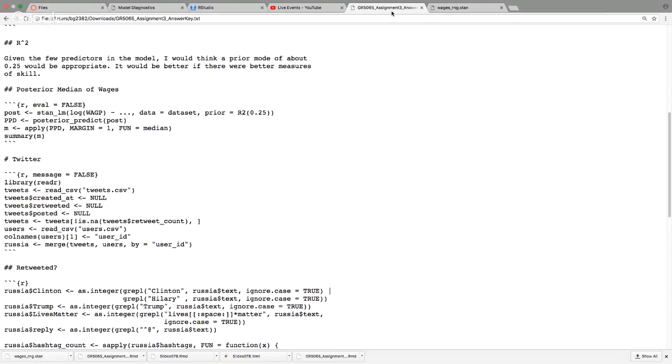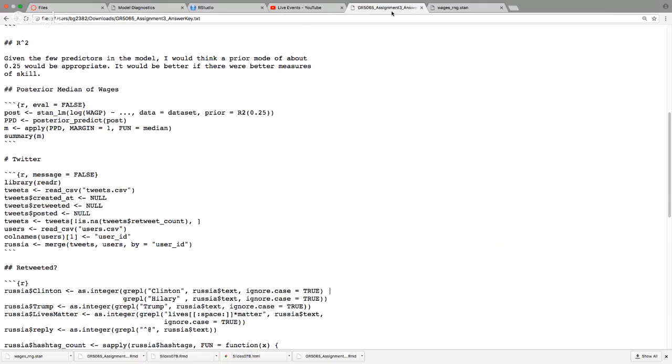And then you can get your posterior distribution of the sample median by applying to the posterior predictive distribution, which is going to be S by N, sweep over the rows, so MARGIN equal 1, apply the median function. So M is going to be a vector of length S, in this case by default 4,000, representing your posterior distribution of median wage in Virginia. It will probably be reasonable when you condition on all this data.